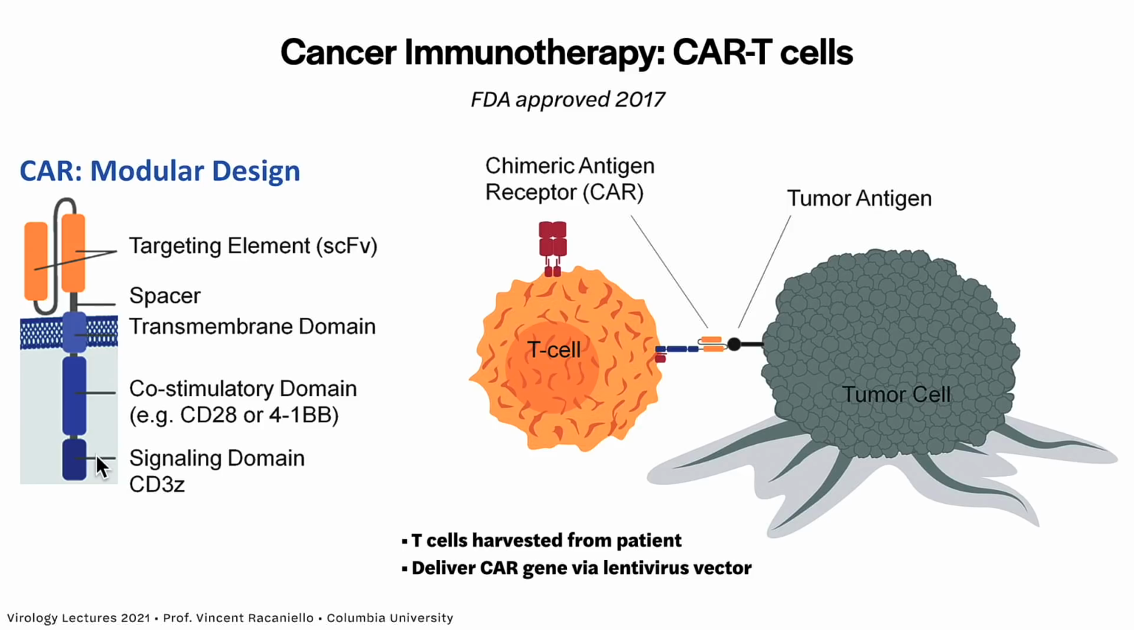So the idea is you remove T cells from your patient and you deliver this CAR gene via lentivirus vector. So we're using viral vectors to do this, and you put the T cells back in the patient. They produce the chimeric antigen receptor, and they will destroy the tumor cells. And this is now being expanded to macrophages, CAR-Mac, and NK cells, CAR-NK cells. So viruses are essential for all of these cool things that we are doing.